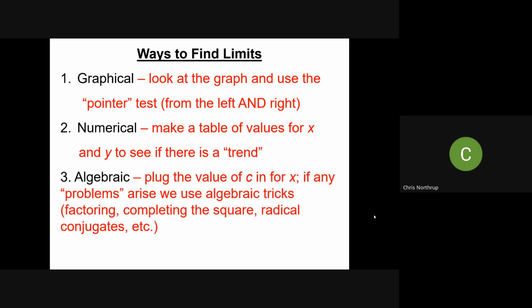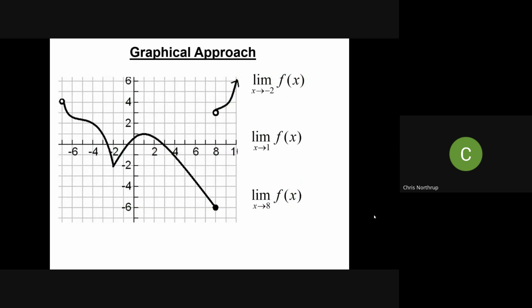The most common way that we are going to see limits is algebraic. Basically, we're going to plug in that c value for x into our function. And if we don't get a problem, in other words, things like division by 0 or taking square roots of negative numbers, then whatever we end up with is going to be our limit. Now, if we do get a problem, typically we're going to use some tricks, things like factoring, completing the square, using what I call radical conjugates. It's probably not a technically accepted across the board term, but you'll see what I mean when we work some examples in class.